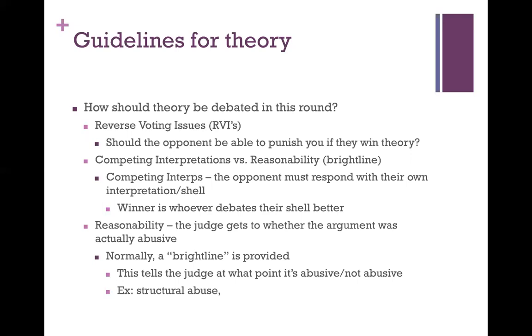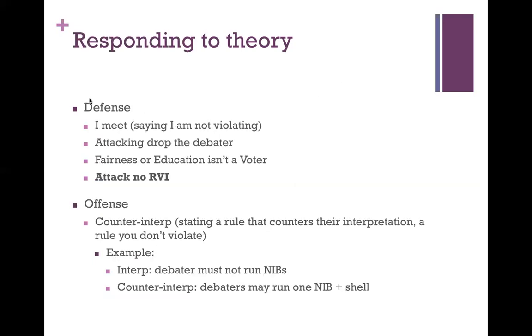Under reasonability, some people don't like this because the judge gets to decide whether the argument was actually abusive. Normally, a bright line is provided, which tells a judge at what point the argument is abusive or not abusive. Examples are structural abuse or in-round inclusion. If it hinders either of those, then it's obviously abusive.